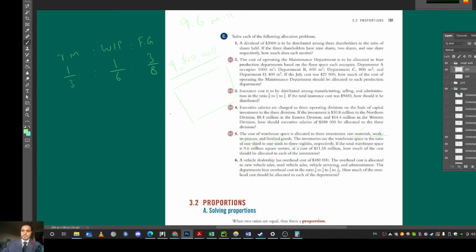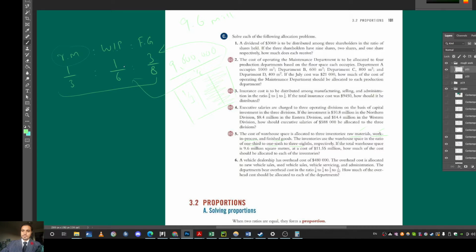Now, part of that space is distributed in this ratio. 1/3 of that place belongs to the raw materials, and out of what's left over, 1/6 goes to work in process, and 3/8 goes to the finished goods area. So we can figure out now how much each of them is taking up, right?